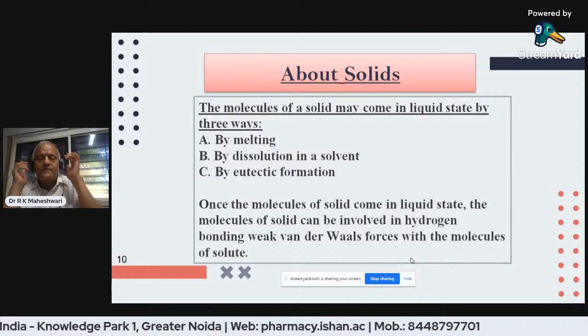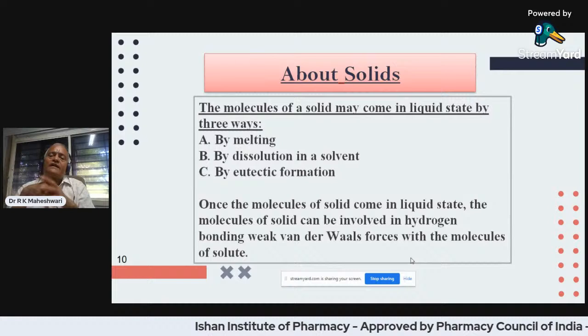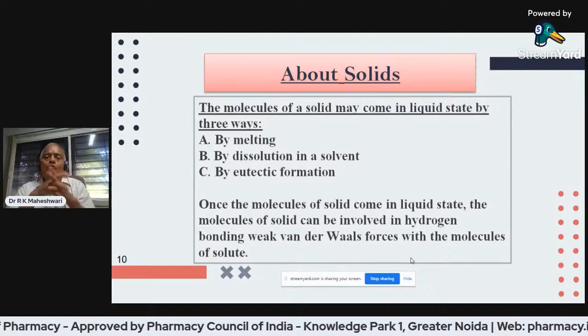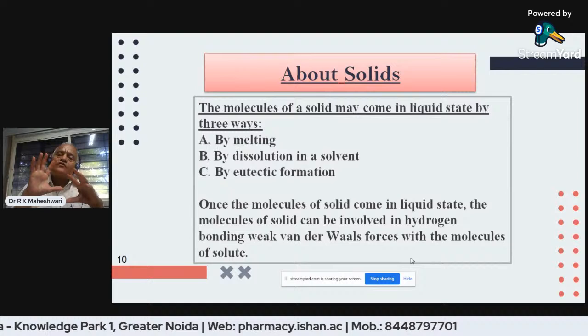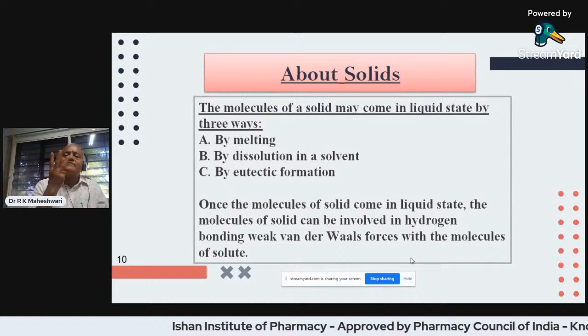Now I am coming to the usefulness of solids, you may say, the economic use of solids, the safe use of solids, by which we can replace harmful organic solvents. So before that, let us understand how we can say that solids also possess solubilizing power. I have told you that solids will demonstrate their solubilizing power when the molecules of solid come in liquid state. Then only they will dissolve. Now, I will discuss three ways by which the molecules of a solid may come in liquid state.